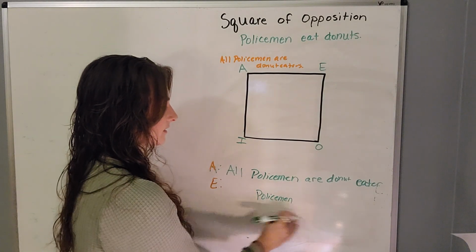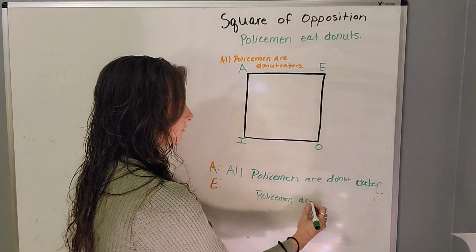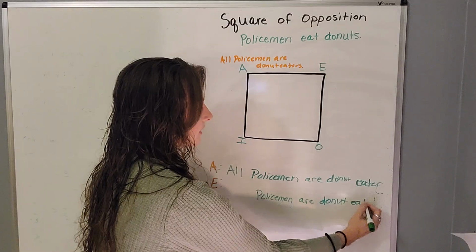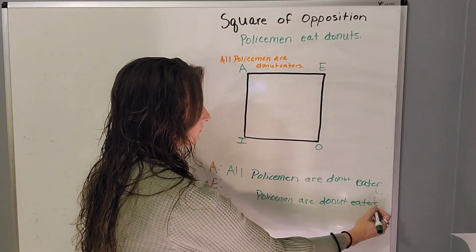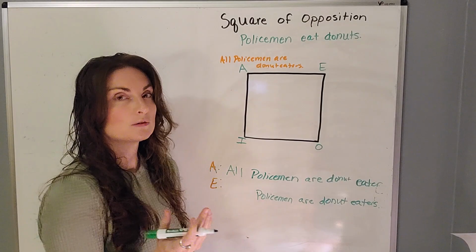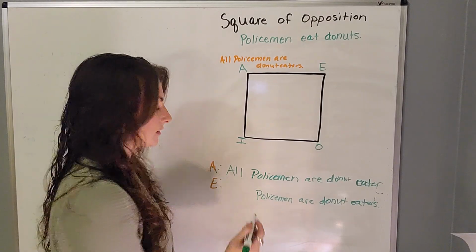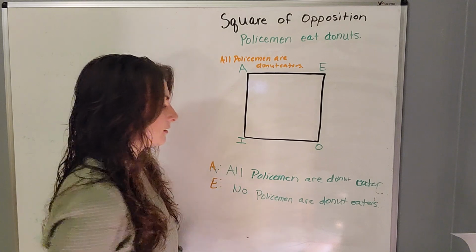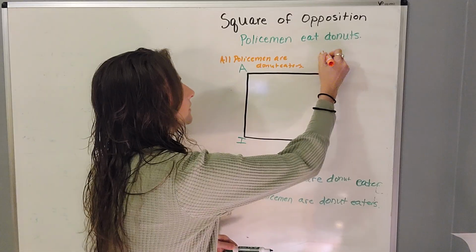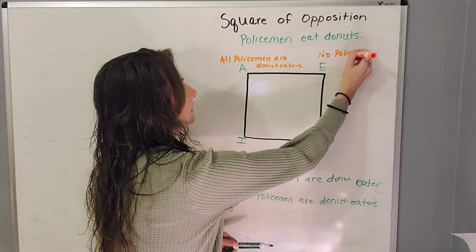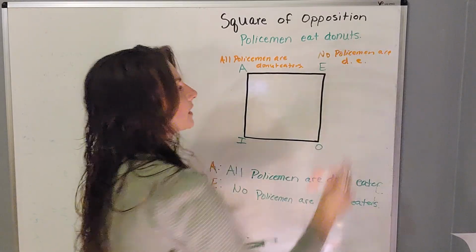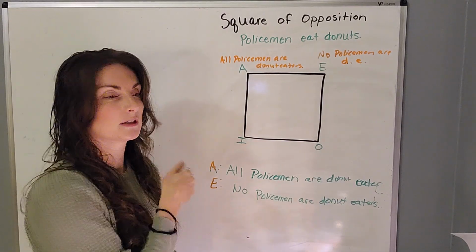All right, so this one, I'm keeping my subject the same. To be verb. And the predicate is the same. Now this time it's got to be negative. And it's still universal. It's still talking about the whole group of policemen, so I'm going to use the word no. No policemen are donut eaters. No policemen are, for time's sake, I'm going to abbreviate donut eaters to DE.